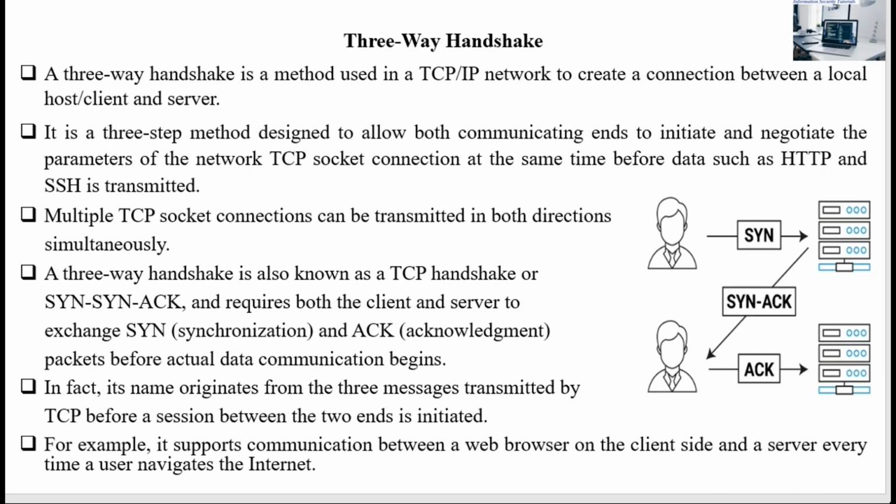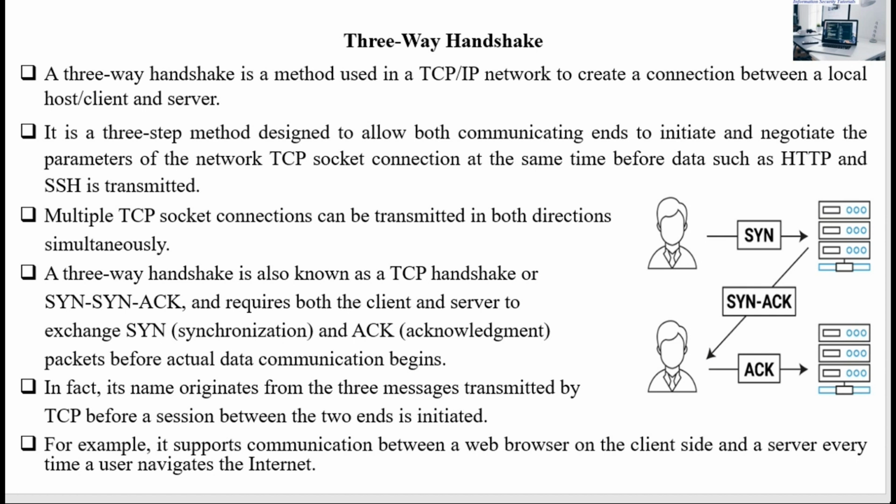Before we discuss the last type of Nmap scans, let's now discuss briefly what is meant by the TCP three-way handshake. A three-way handshake is a method used in TCP/IP networks to create a connection between a local host or a client and a server. It is a three-step method that is designed to allow both communicating ends to initiate and negotiate the parameters of the network TCP socket connection at the same time and before data such as HTTP and SSH is transmitted over the network. Multiple TCP socket connections can be transmitted in both directions simultaneously.